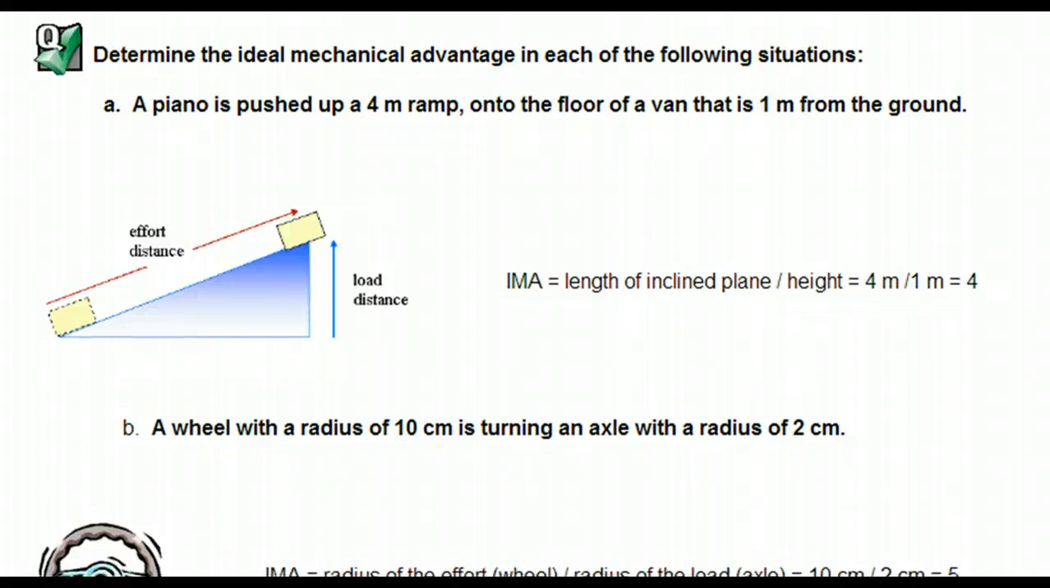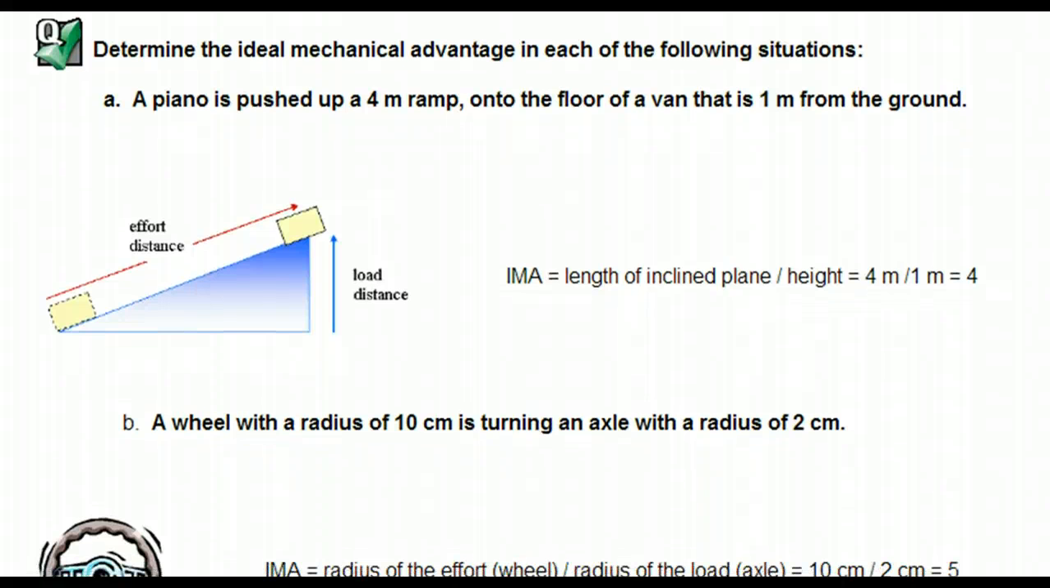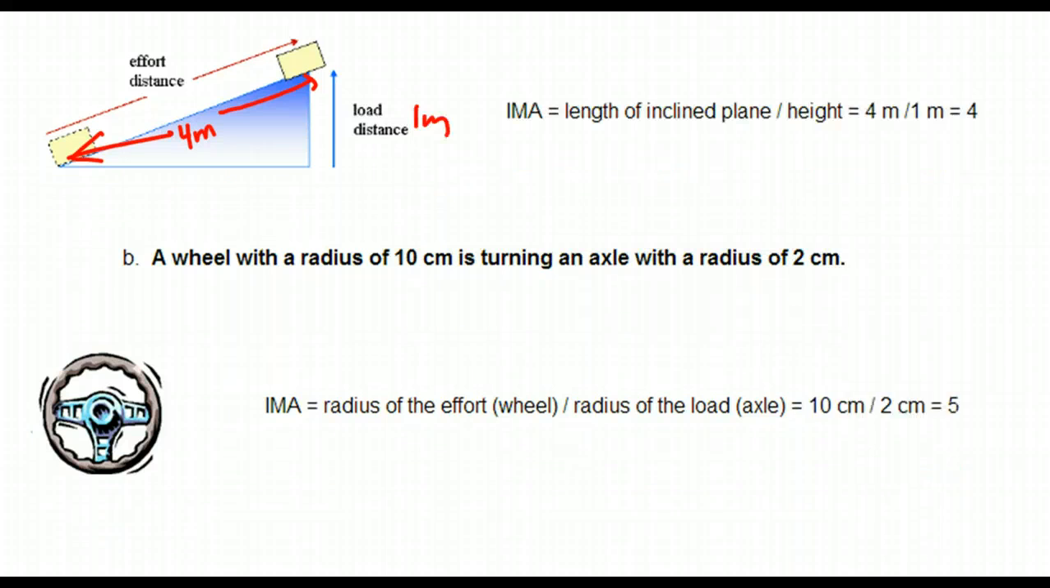Determine the ideal mechanical advantage in each of the following situations. A piano is pushed up a 4-meter ramp on the floor of a van that is 1 meter from the ground. So we need to know our effort distance by going up this ramp, and our load distance, what's the total height. So here we go. It's a 4-meter long ramp, so 4 meters from here to here. That's our effort divided by our load, which is 1 meter, so we end up with 4 divided by 1, and we get an IMA of 4.